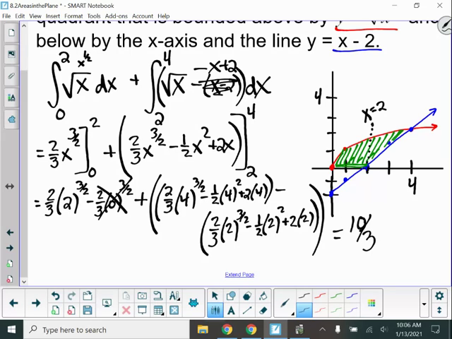We are going to continue with this, looking at integrating with respect to y, looking at geometry, looking at going through and doing some of these questions in a slightly different way.